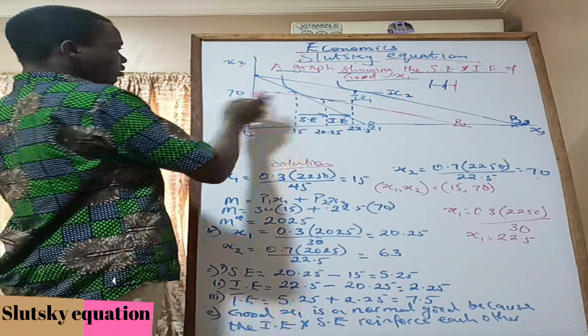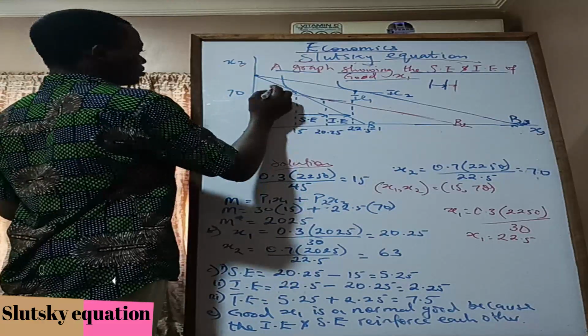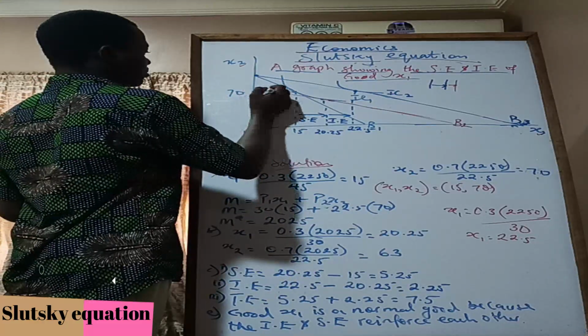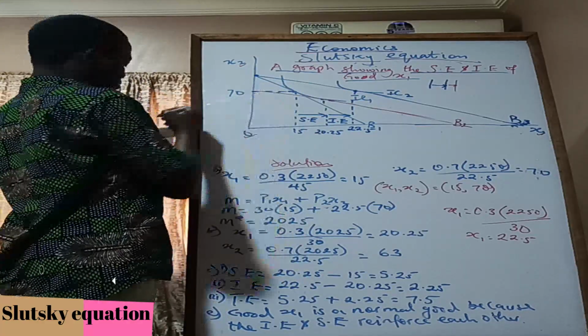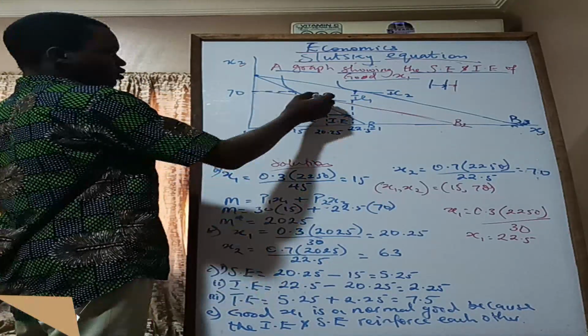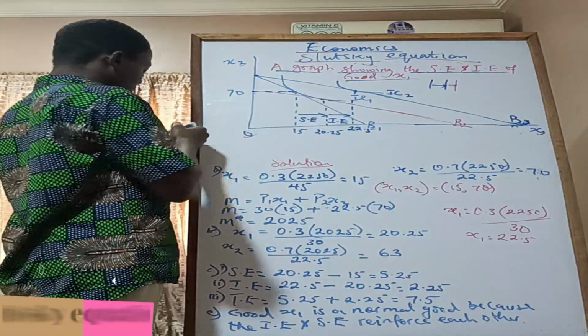And if you look at it, we are not really talking about what is happening to good x2. So x2, something like this actually. We are not really talking about what's happening with x2. It's just with x1. So there's no need to be tracing x2 out here. Just this is what we are looking for.